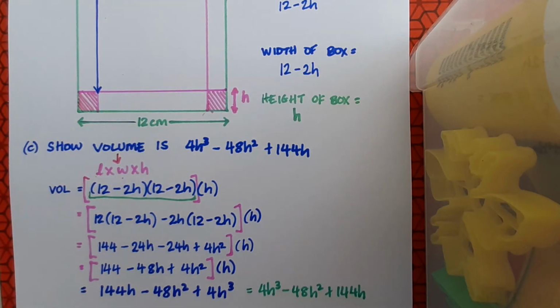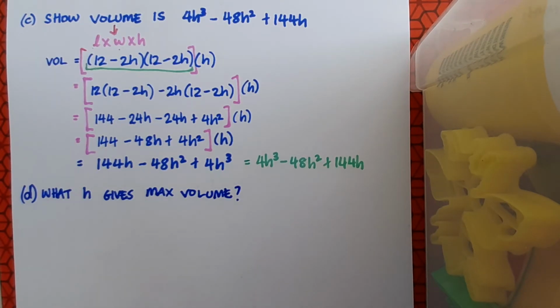Part D asks us what h gives max volume. The key word here is max. So if I've got max or I've got min, I know that it includes a little bit of differentiation and that I'm going to start by finding dy dx and then letting that equal to 0. Okay, so I'm saying dy dx, but obviously here I've no y's and no x's, so what's going on? Well, my variable here is h.